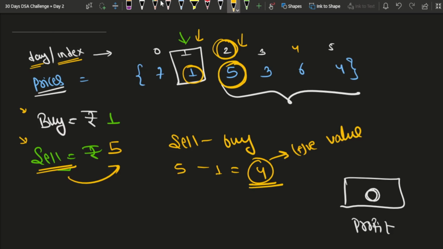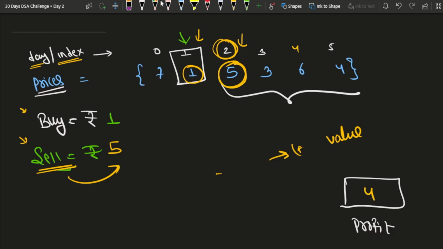Now we'll again compare this 4 with the profit. So is this 4 greater than 0? You will say yes, it is greater than 0. Then we will update our profit variable. Now our profit variable will hold 4, because this was the maximum profit which we have made till now.